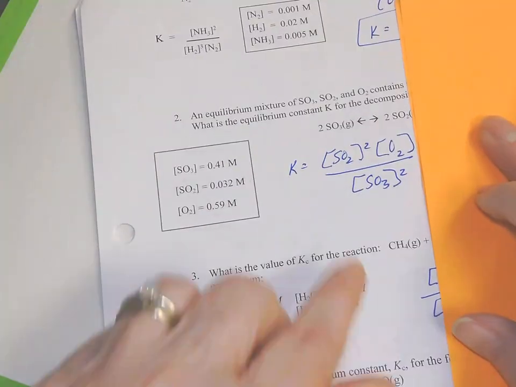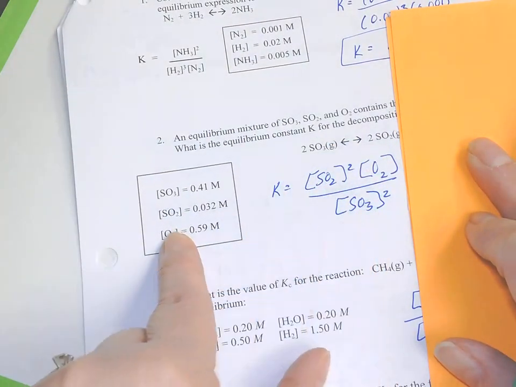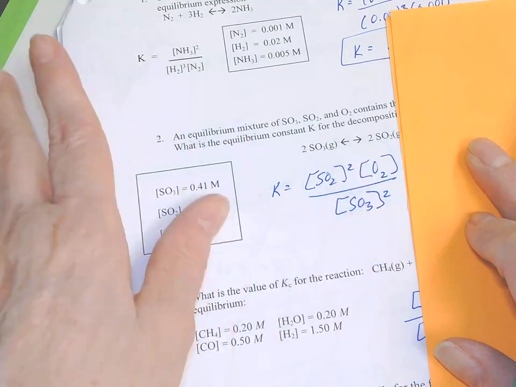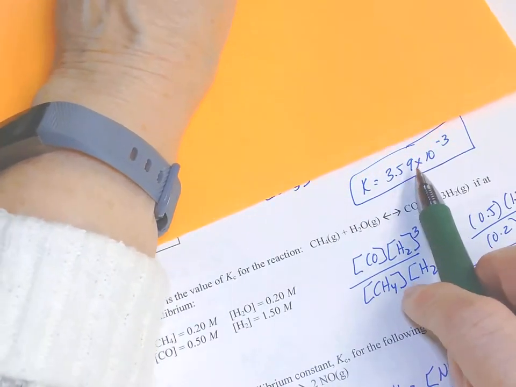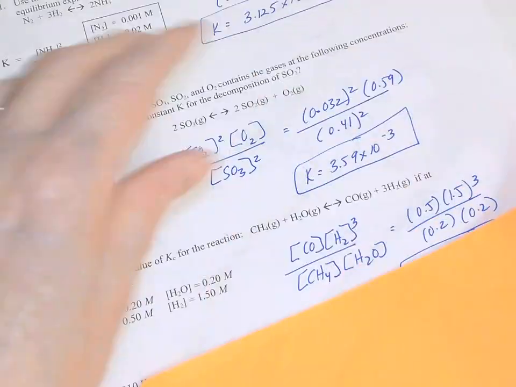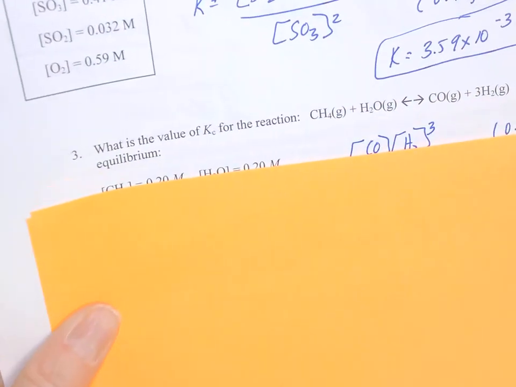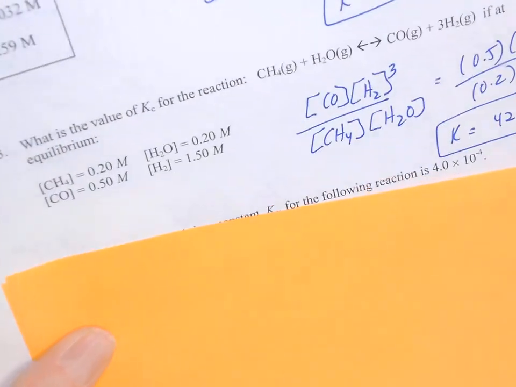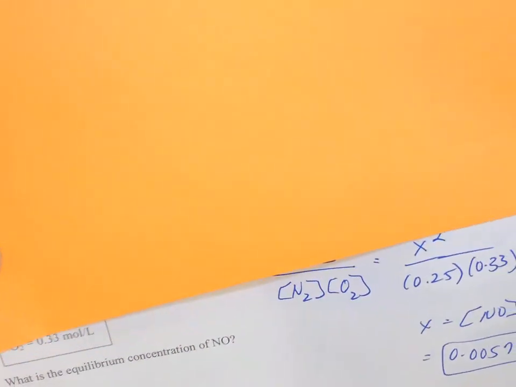So with number 2, they have given you the equilibrium concentrations, and you write the expression and solve for K. So if you do this right, you're going to get a K of 3.59 times 10 to the negative 3. So give that a shot. Down here with number 3, this is also pretty straightforward. You're plugging in. So plug in. You should get a K of 42.19.